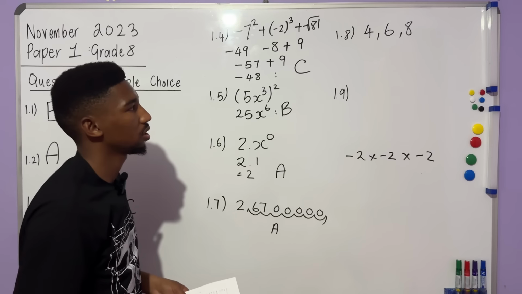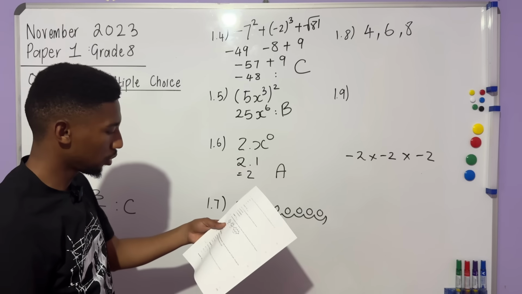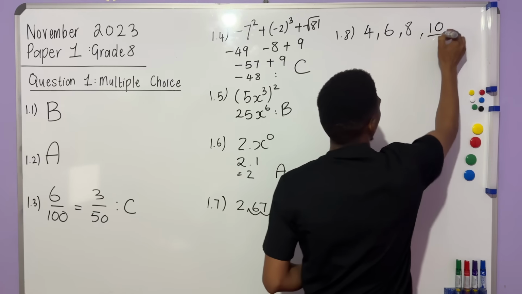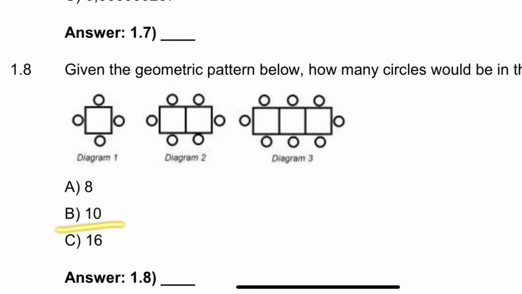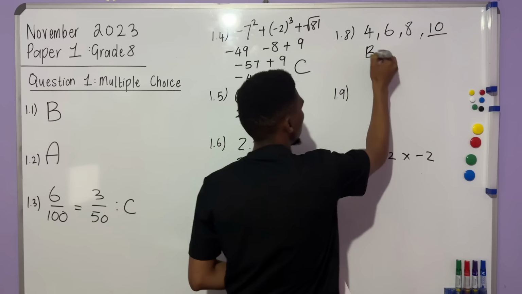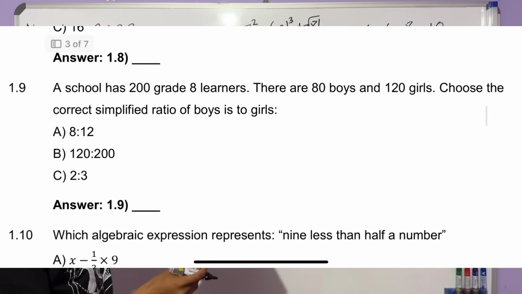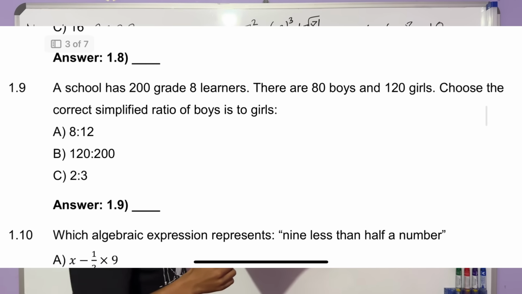4 plus 2 is 6. 6 plus 2 is 8. That would mean the fourth diagram would simply be 10. And for 1.8, that would be B. 1.9. A school has 200 grade 8 learners. There are 80 boys and 120 girls. Choose the simplified ratio of boys is to girls.